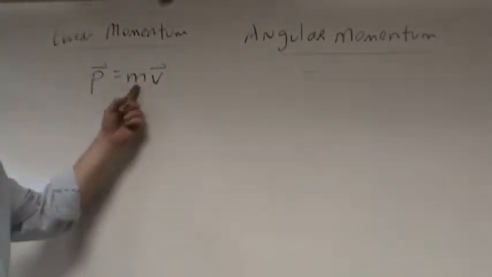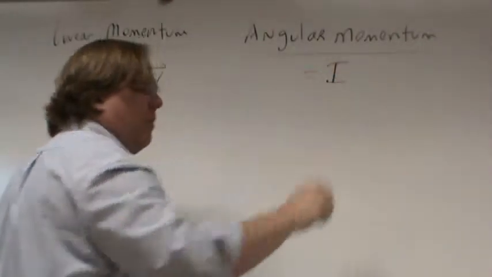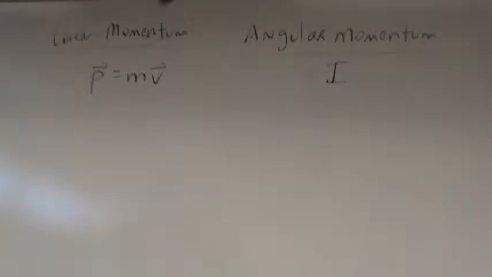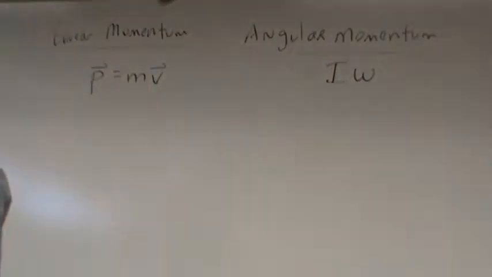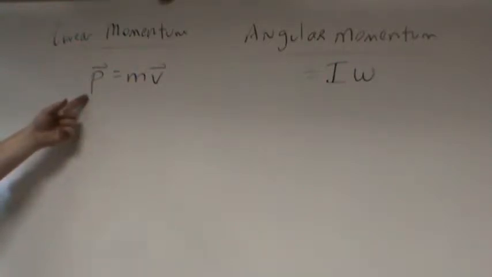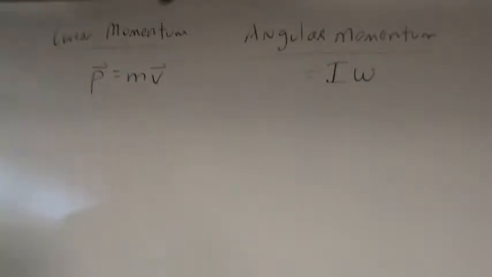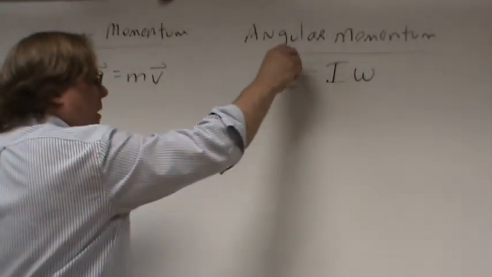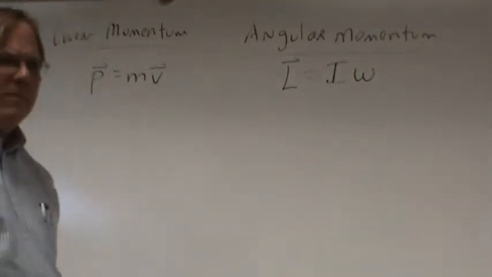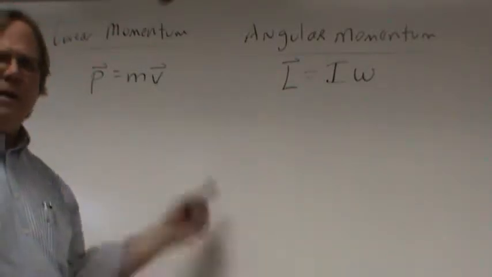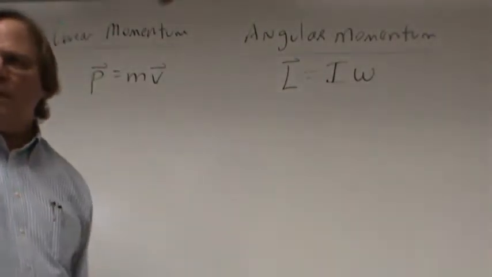And angular momentum, instead of mass, we're going to use a rotational mass or rotational inertia or moment of inertia. Instead of velocity, we're going to use angular velocity. And then finally, keeping with the example of momentum where they chose a letter completely unrelated to momentum to call momentum, we do the same thing with angular momentum and we call it by the letter L. What? So there it is, L equals I omega. That's angular momentum. Instead of mass times velocity, it's rotational mass times angular velocity.